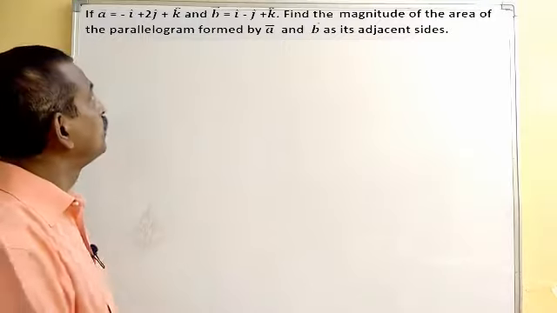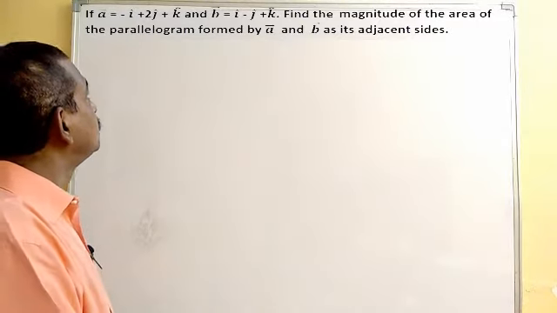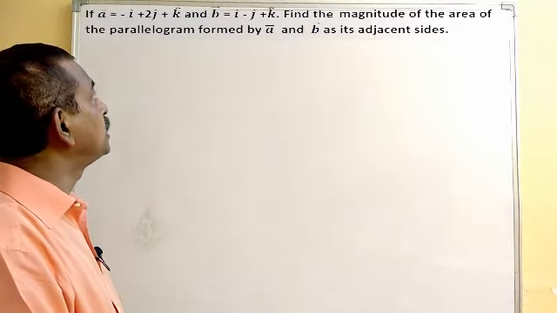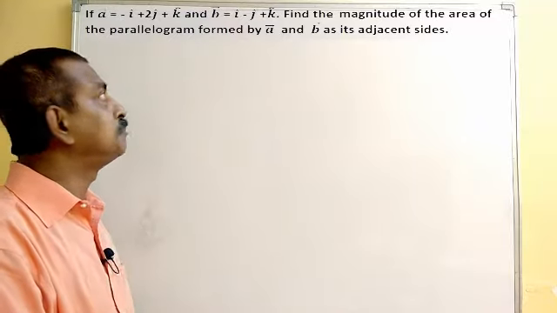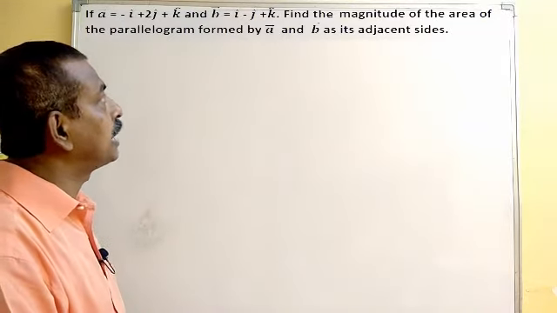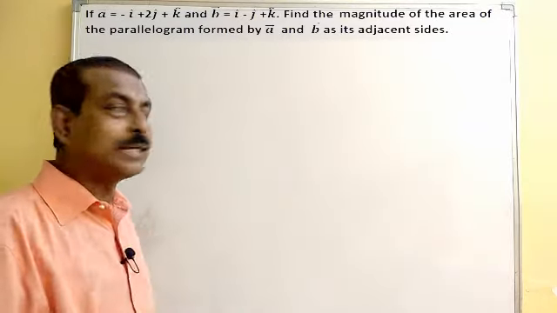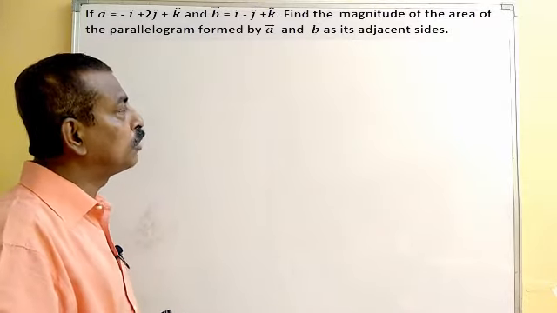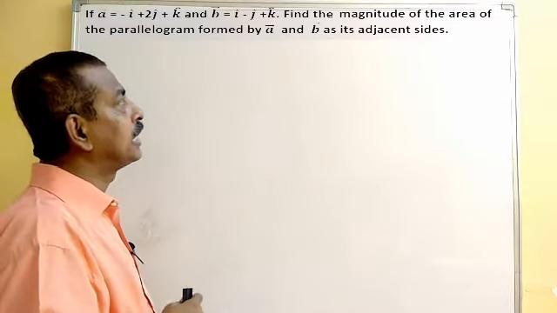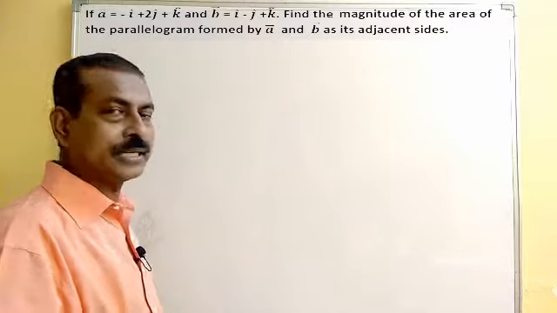Next question. If vector A is minus i cap plus 2j cap plus k cap and vector B is minus i minus j cap plus k cap, find the magnitude of the area of the parallelogram formed by vectors A and B as its adjacent sides.